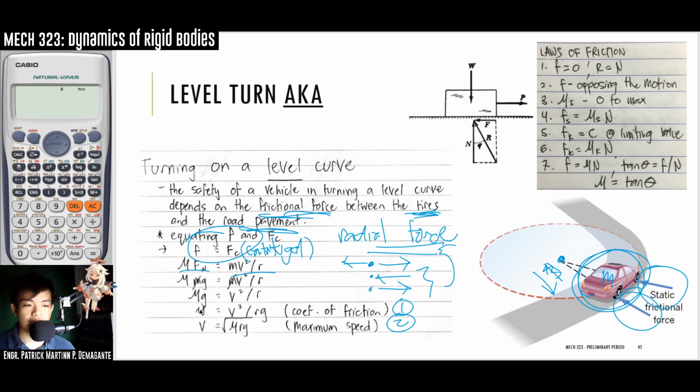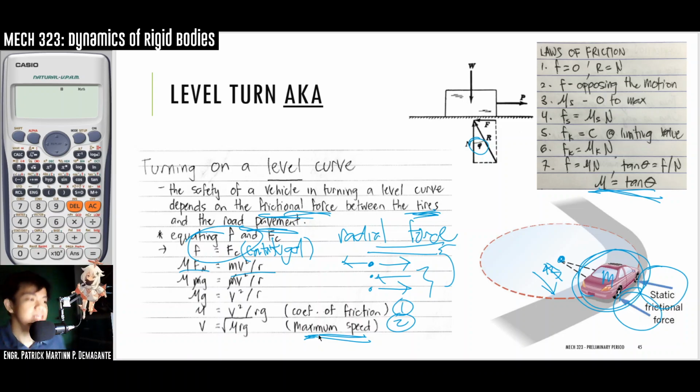And so, makukuha natin mu is equal to v squared over rg. So, ito na yung ating coefficient of friction. Tangent na yun, di ba? Then, v is equal to square root of coefficient of friction times the radius times the gravitational acceleration. So, maximum speed ang makukuha natin.